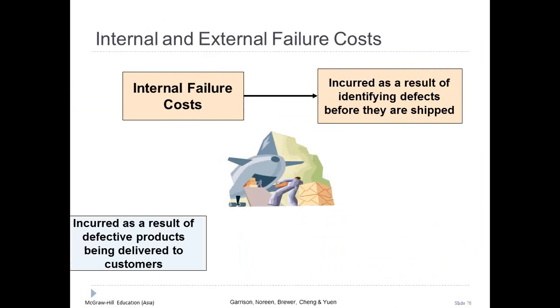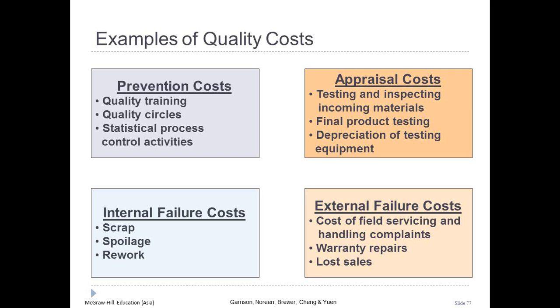Here are some examples of each type of quality costs. Prevention costs include quality training, quality circles, and statistical process control activities. Appraisal costs include testing and inspection of incoming materials, final product testing, and depreciation of testing equipment. Internal failure costs include scrap, spoilage, and rework. External failure costs include the cost of field servicing and handling customer complaints, warranty repairs, and lost sales arising from a reputation of poor quality.